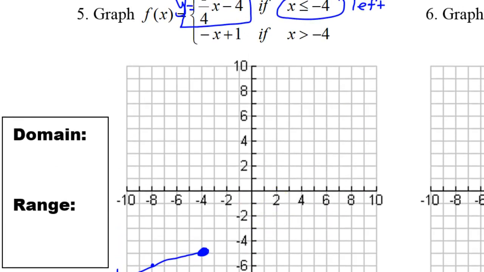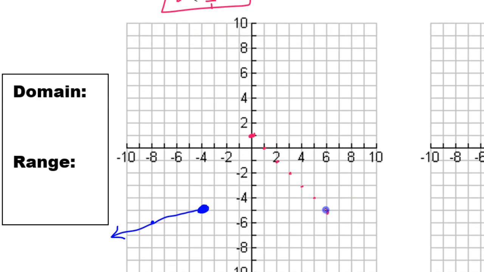Now, y equals negative x plus 1. That would start at positive 1 because of the y-intercept. Negative x means negative 1 over 1. So that's down 1, right 1. And I can get more points going to the left. Just follow the pattern.